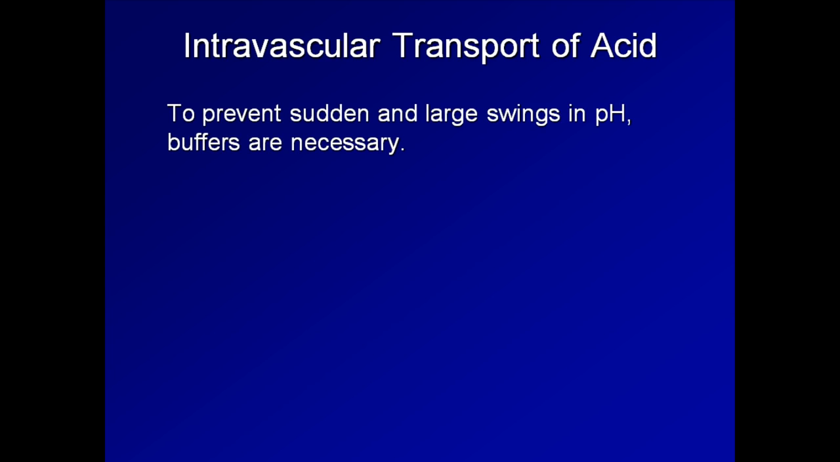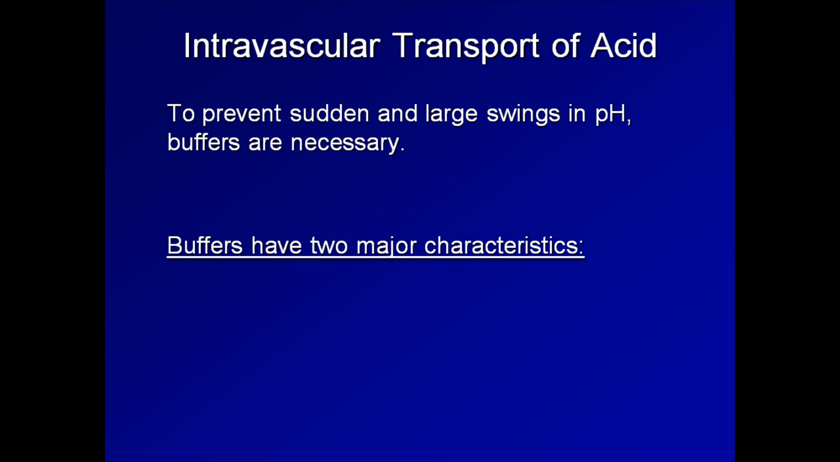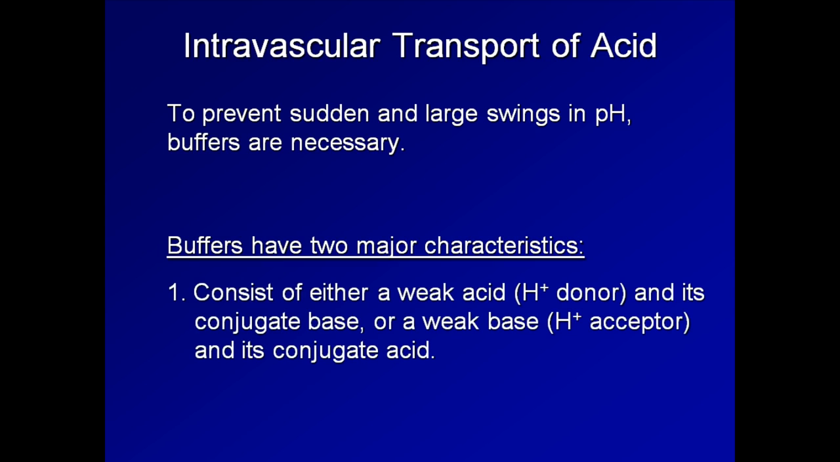Therefore, the use of buffers is necessary. In chemistry, a buffer can be defined as such by the presence of two major characteristics. First, it has to consist of either a weak acid and its conjugate base, or a weak base and its conjugate acid. Second, a buffer has the property of resisting changes in pH. In other words, hydrogen ions can be added or removed from a buffer solution with only minimal change in pH.